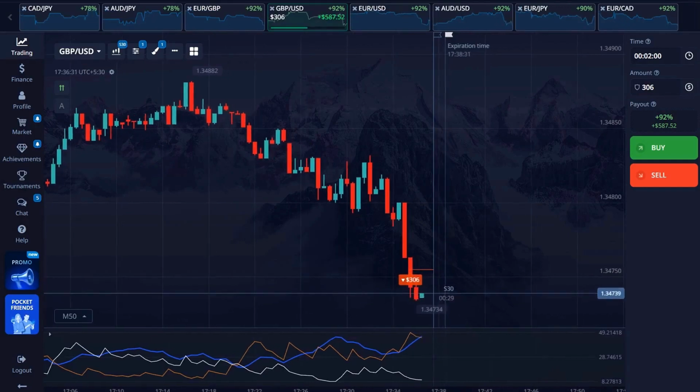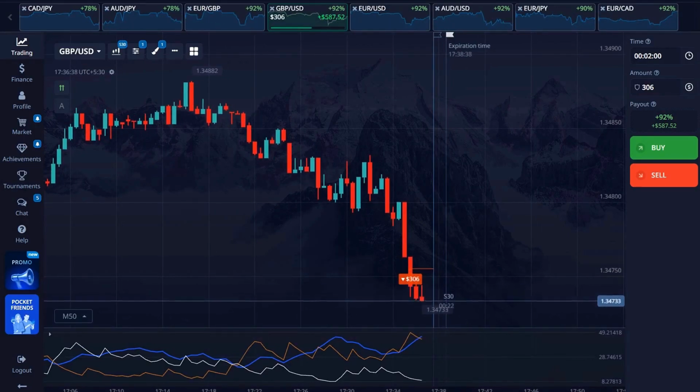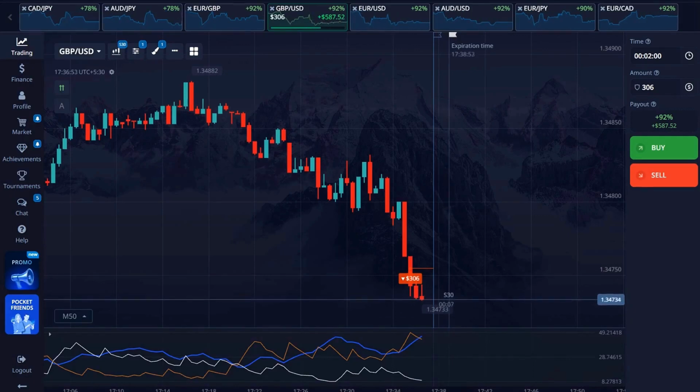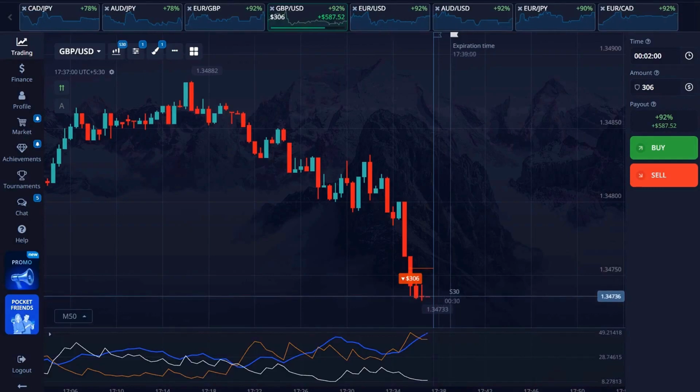As the trade progressed, you can see the market continuing to move down smoothly. The candles are forming lower highs and lower lows, exactly what we want to see in a strong downtrend. Notice how the blue ADX line remains above the middle zone. That means the trend is still active and powerful.